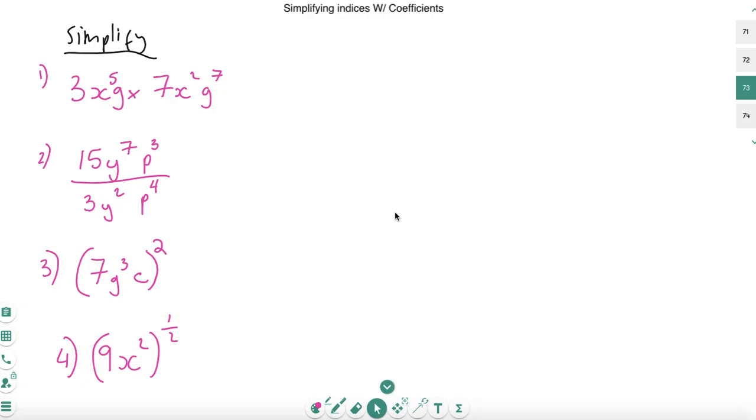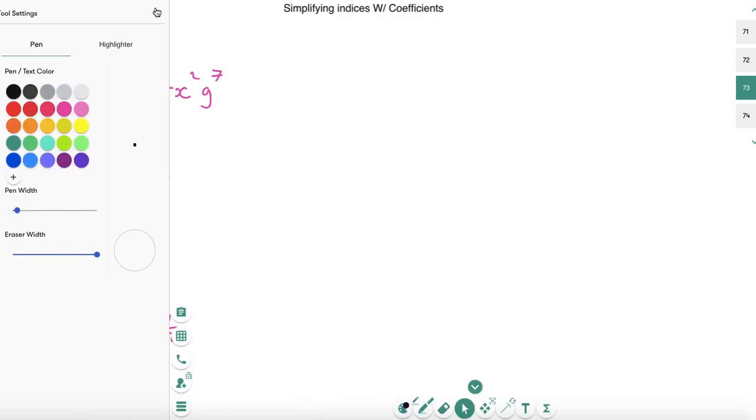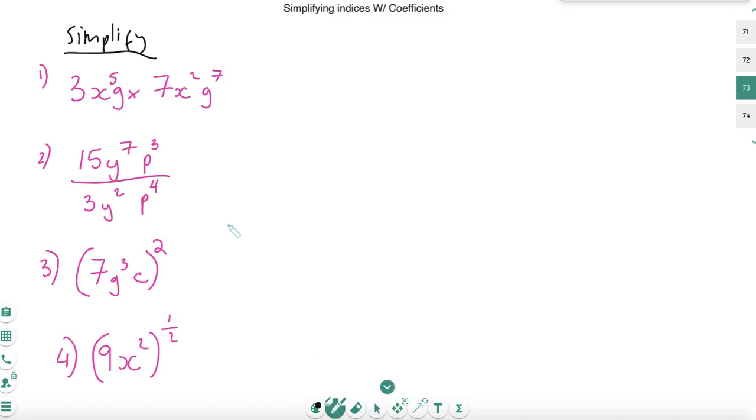Next section, guys, is simplifying indices with coefficients. What's a coefficient? Well, here's a term, x squared. X is called the base. The 2 is called the indice, or the index, or the exponent, or the power. And if there's a number being multiplied to x squared, like 6, so 6 times x squared, this is called the coefficient. It's the number being multiplied by the base.